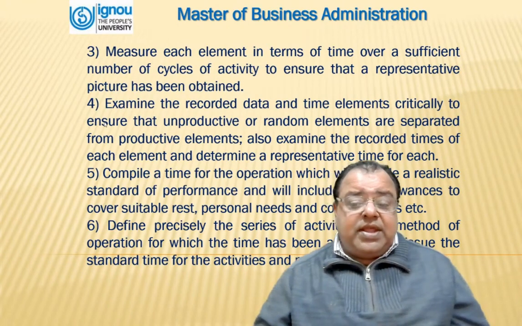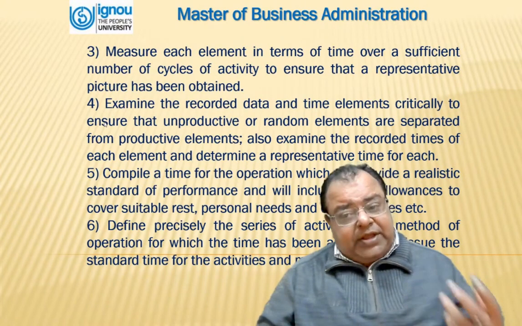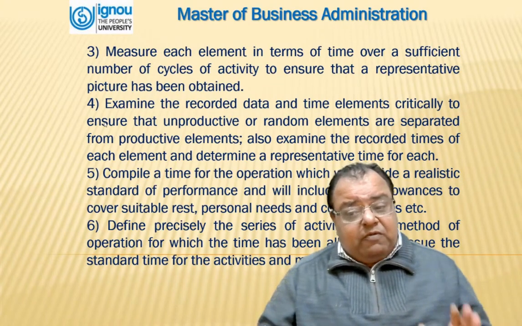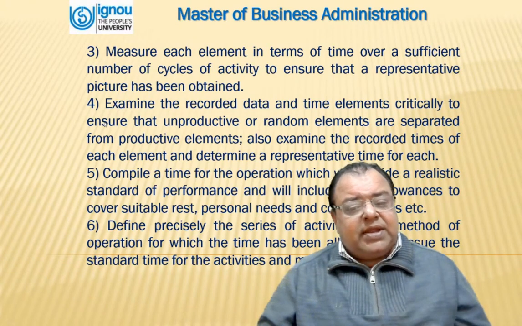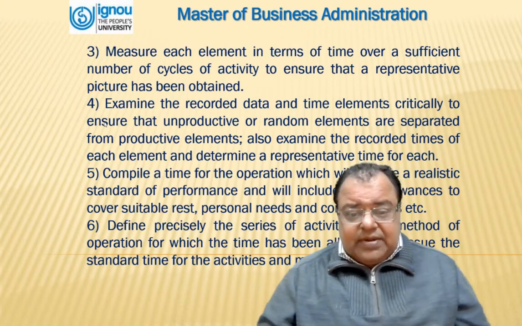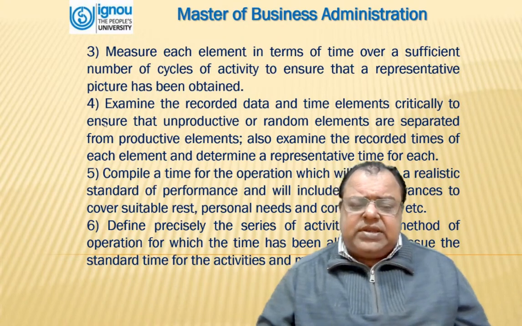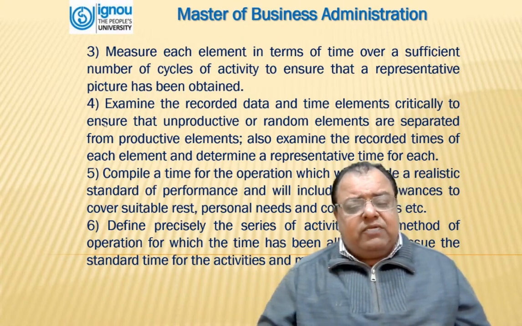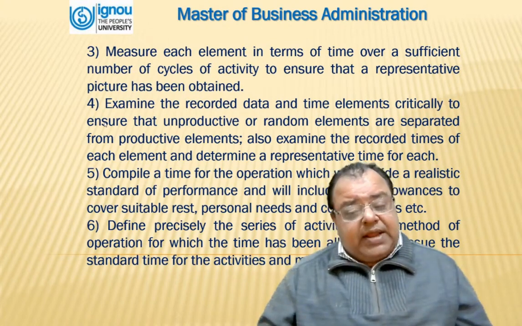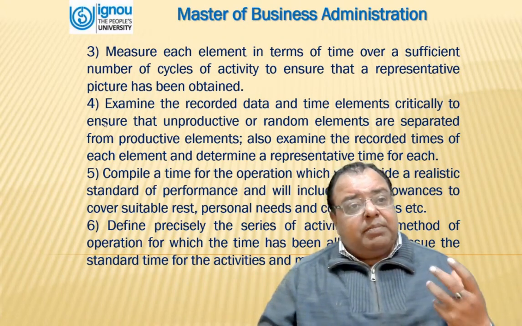Also examine the recorded times of each element and determine a representative time for each. Fifth, compile a time for the operation which will provide a realistic standard of performance and will include time allowances to cover suitable rest, personal needs, and contingencies, etc. Sixth, define precisely the series of activities and the methods of operation for which the time has been allowed and issue the standard time for the activities and methods specified.